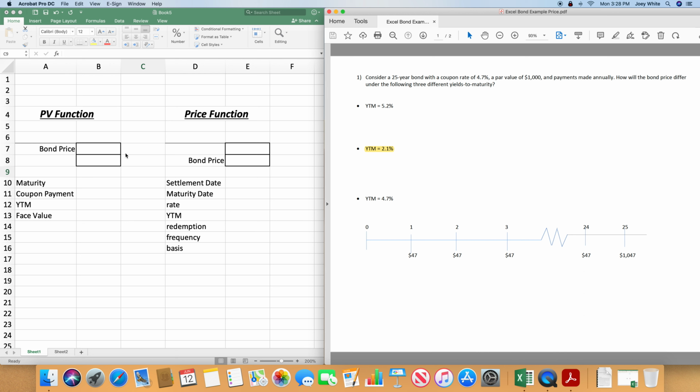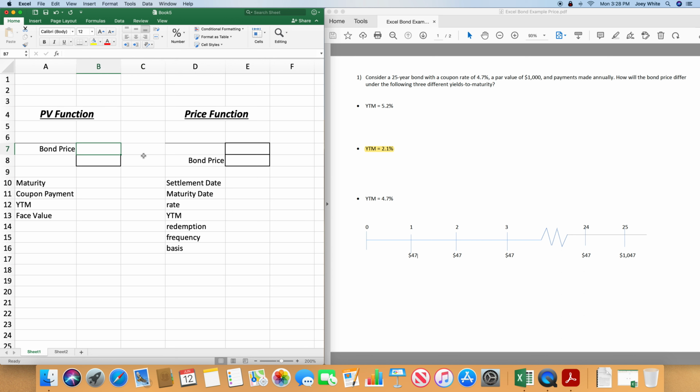So I'll click here, and we'll calculate the bond price for annual payments. I'll type equal sign, and we'll start with the PV function. The rate in this case is the yield to maturity, so that's 2.1% or 0.021, comma, number of periods. It's annual payment, so the number of periods should be 25. Payment, as we see on the timeline, is 47, comma. Also, don't put the dollar signs in there. You probably figured that out already, but that's the payment.